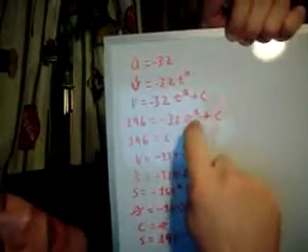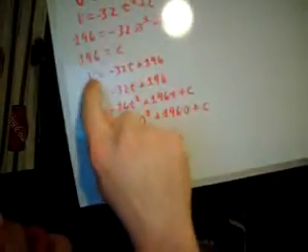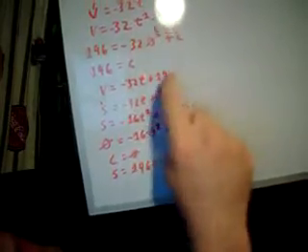Alright, so you have 196. Negative 32 is times 0, so that makes it 0 plus c, which makes 196 equals c. So therefore, your velocity is negative 32t to the first power plus 196. Now, of course, this is a derived equation.